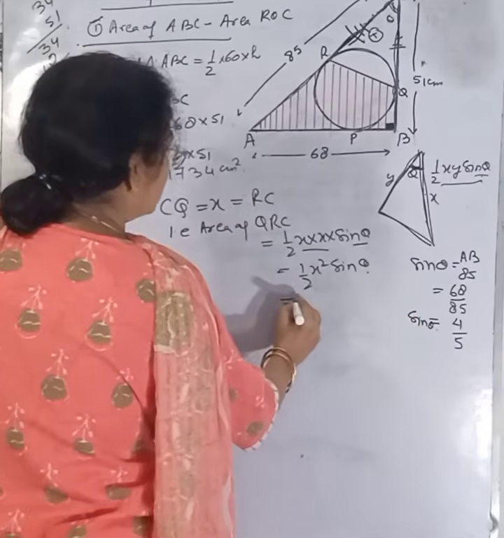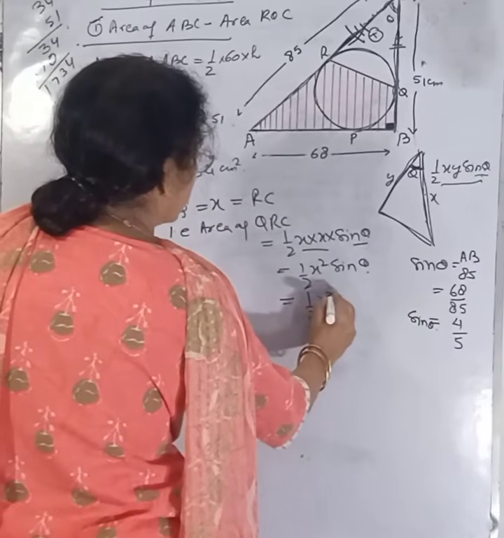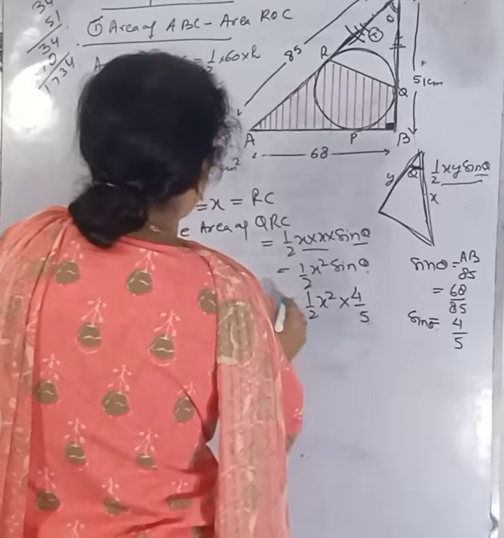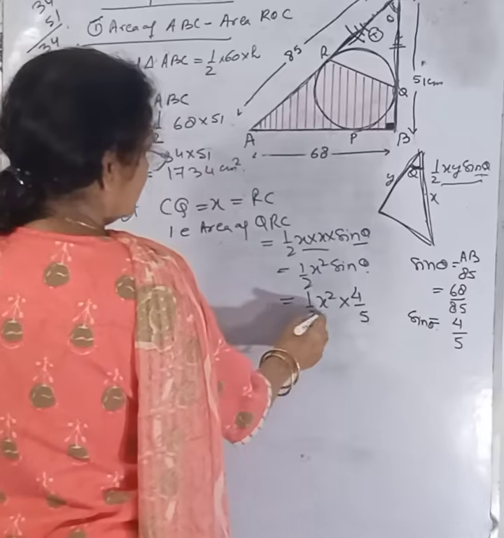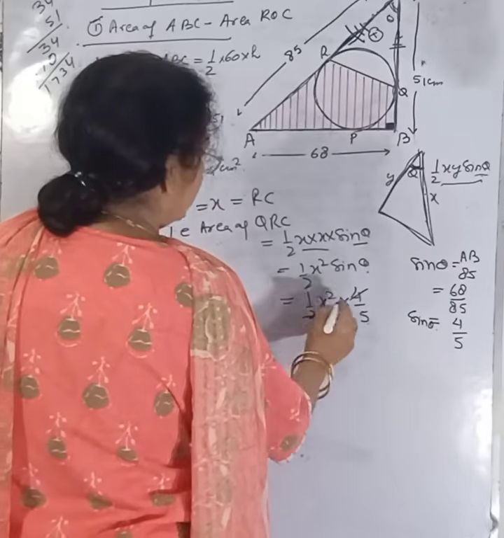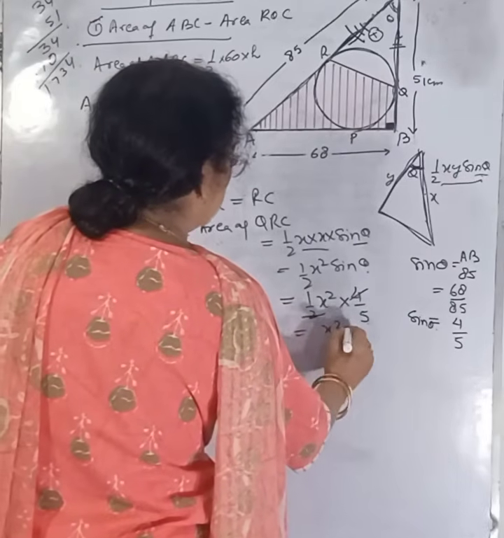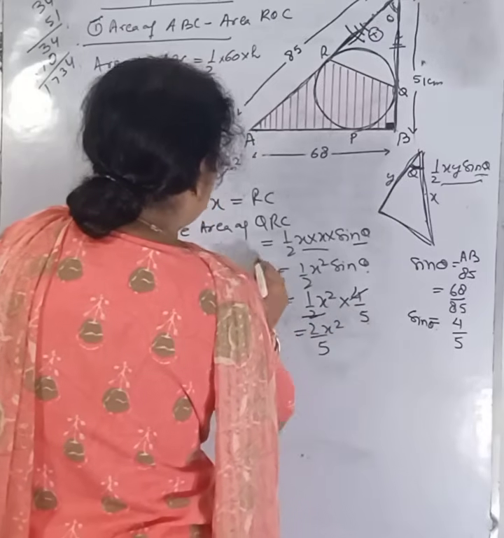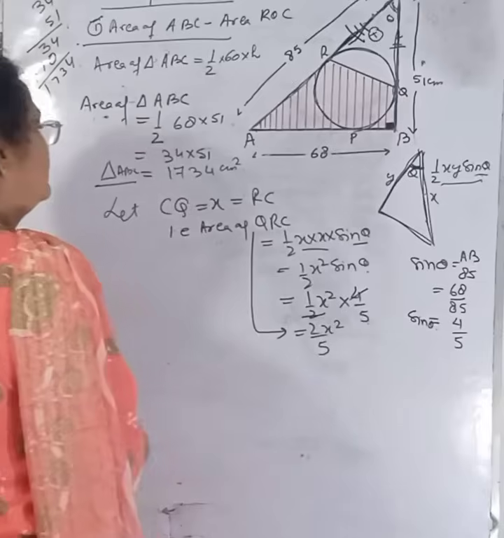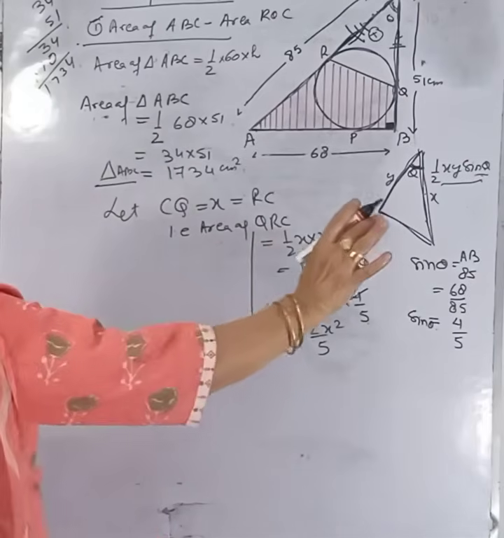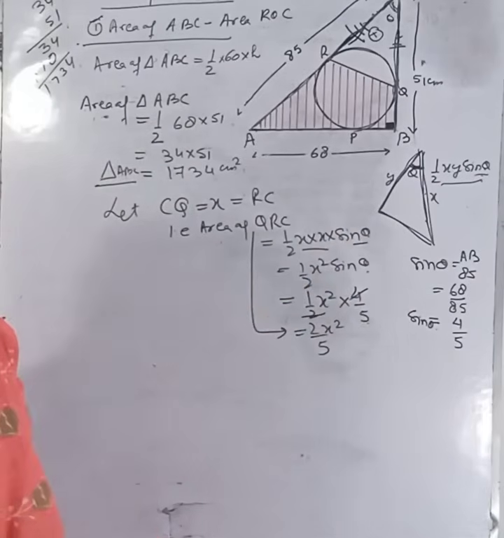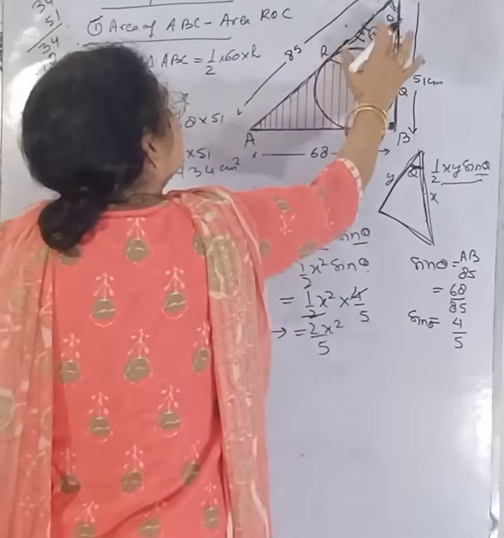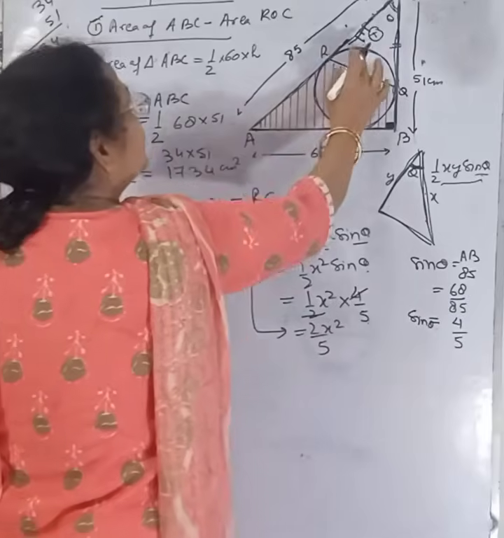Then the area is equal to 1 by 2 x square into 4 by 5. This is the value of the area. 2 can be cancelled and in short, we'll get 2x square upon 5. This is the area of this triangle QRC. X is to be found out first. How can we find x? This is x. We have supposed this CQ. CQ is this.